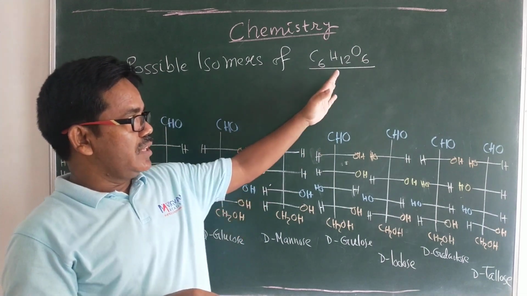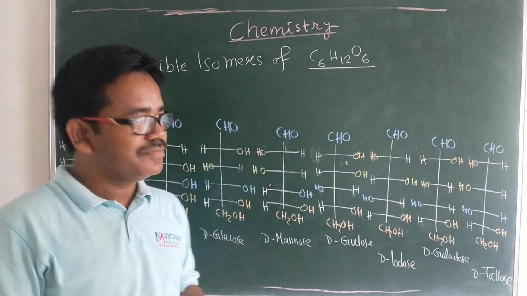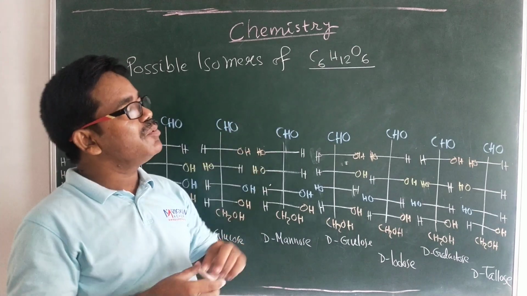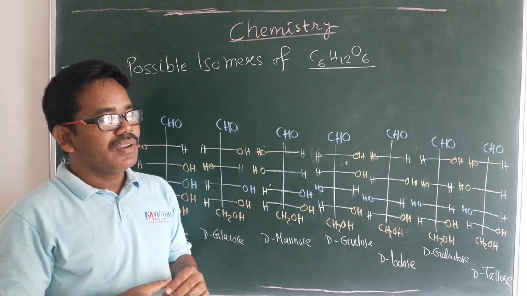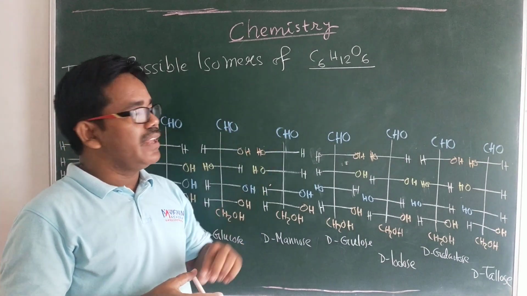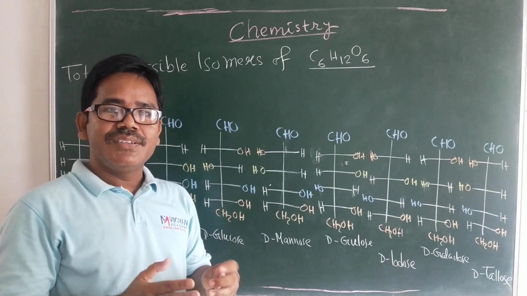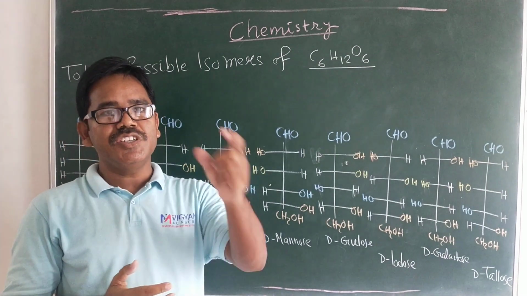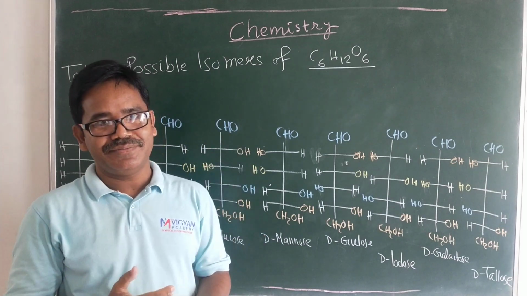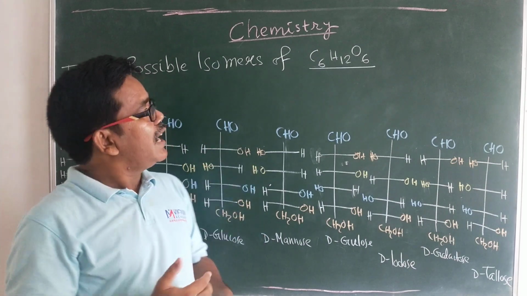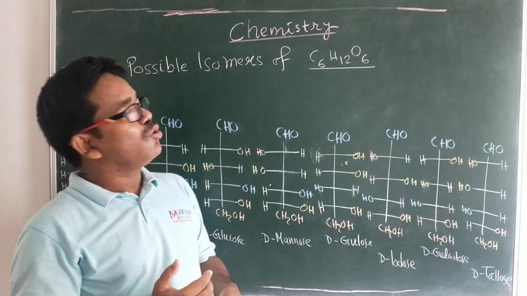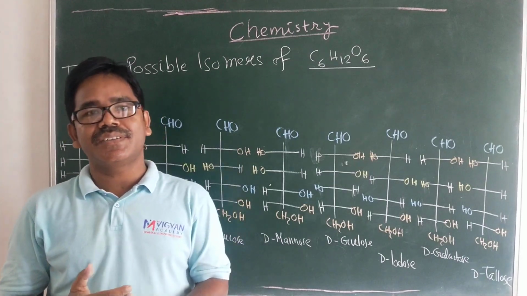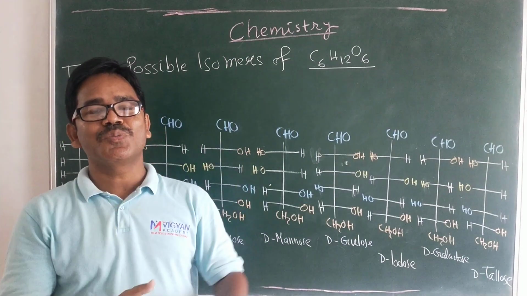This C6H12O6 is the molecular formula. With this molecular formula, this molecule can have a total of 16 possible optical isomers. Total 16 possible optical isomers. Then how do we draw all the 16 possible structures for these 16 isomers?